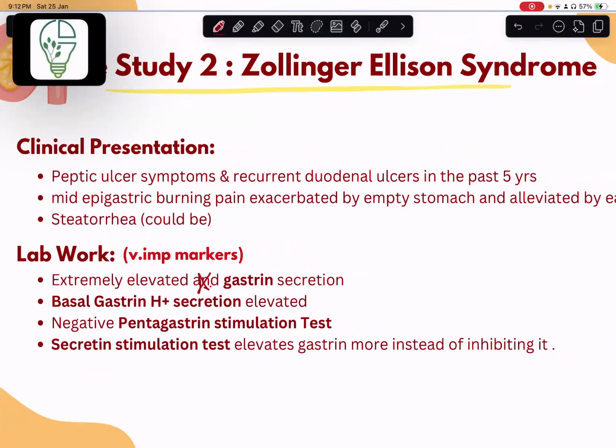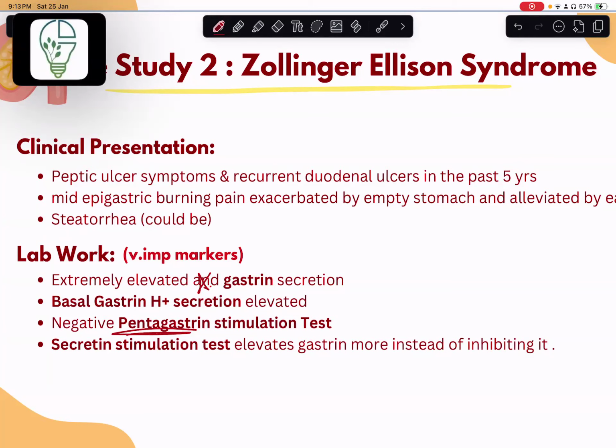Going to the third point, the negative pentagastrin stimulation test. Basically, pentagastrin is a type of synthetic gastrin. This stimulation test is when you give pentagastrin, the basal gastrin acid secretion should increase. But here it's negative, which means it doesn't increase. The stimulation test doesn't increase acid secretion, which points that it's already extremely high. It cannot increase more anyway, it's through the roof. This is not a good indicative when it happens.